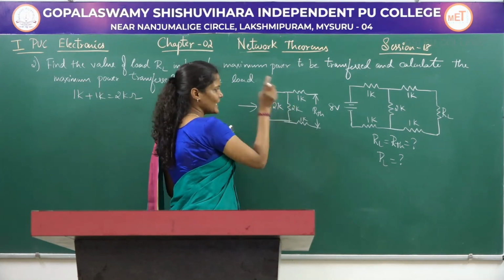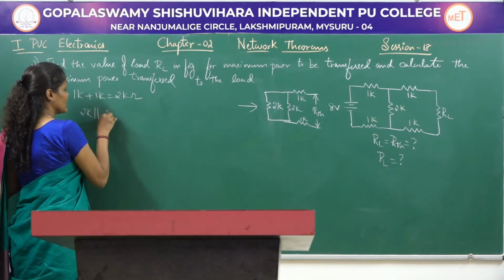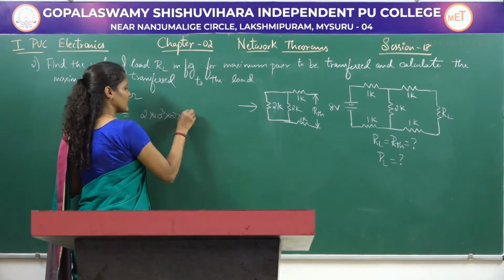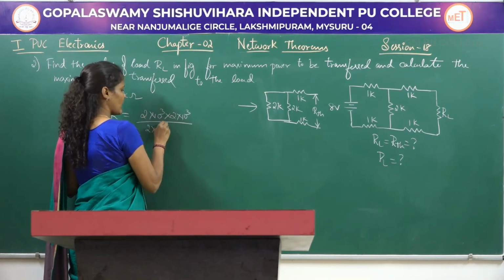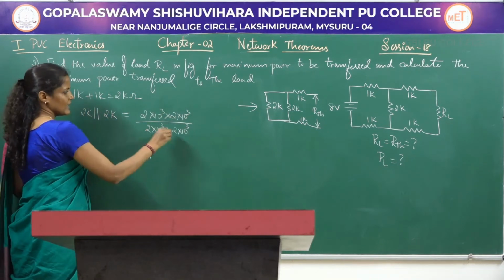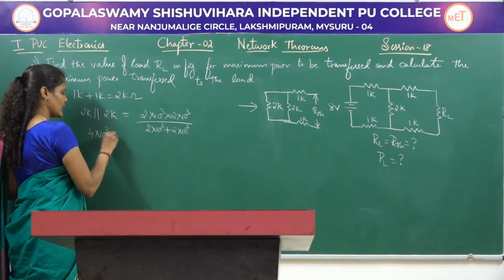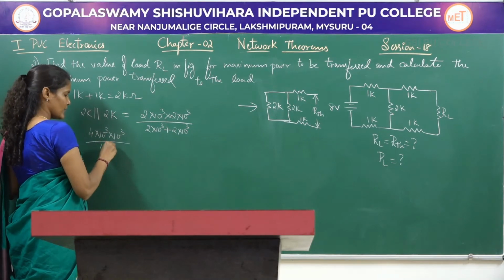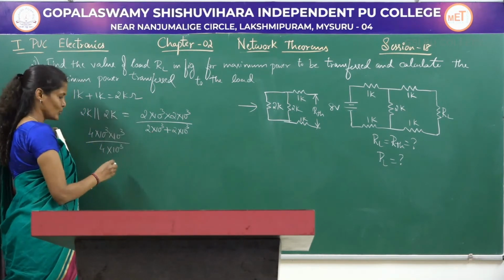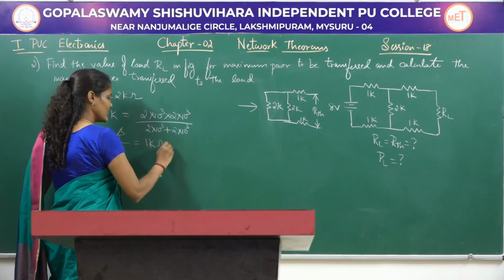Now this 2K and 2K are in parallel combination. So 2K parallel with 2K gives me 2 into 10 to the power of 3 into 2 into 10 to the power of 3, divided by 2 into 10 to the power of 3 plus 2 into 10 to the power of 3. So I will be getting 2 plus 2 is equal to 4, 2 into 2 is also equal to 4, 4 into 10 to the power of 3 into 10 to the power of 3 divided by 4 into 10 to the power of 3. I am taking 10 to the power of 3 as common factor and adding this 2. So 10 power 3, 10 power 3 gets cancelled, 4 ones are 4, so I will be remaining with 1 kilo ohm.